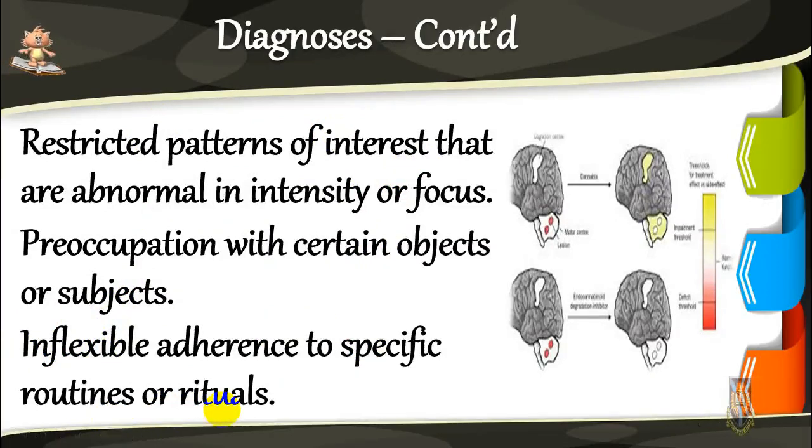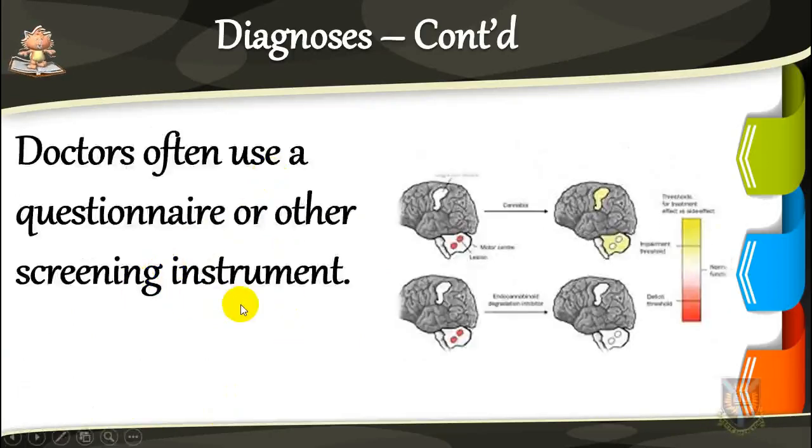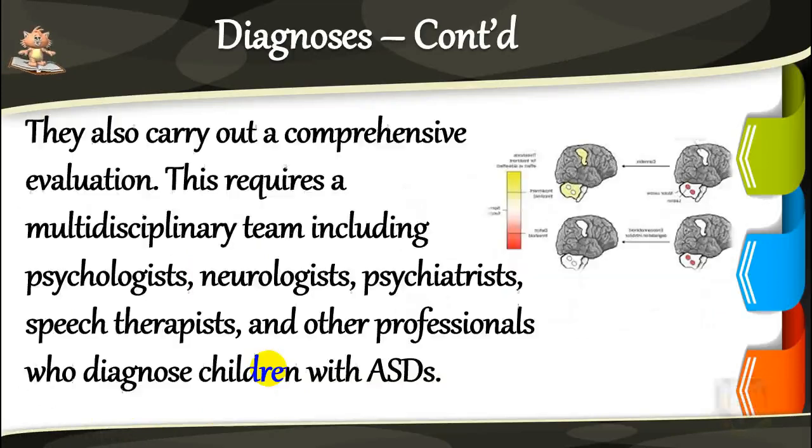Doctors will often use a questionnaire or other screening instrument to gather information about a child's development and behavior. Some screening instruments rely solely on parent observations. Others rely on a combination of parent and doctor observations. If screening instruments indicate the possibility of autism, doctors will ask for a more comprehensive evaluation.